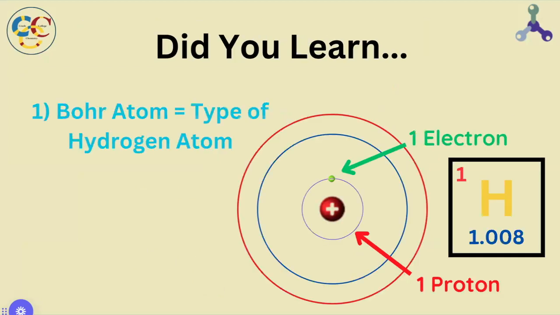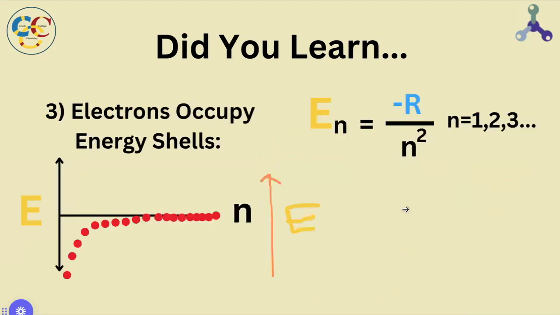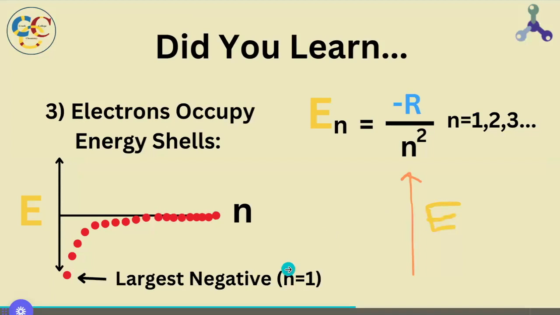So did you learn the following? 1. A Bohr atom is a type of hydrogen atom with only one proton and one electron, and that makes the purposes of studying electron behavior super simple. 2. There is an attractive electrostatic force between the proton and electron, the strength and length of which has consequences on the energy of that electron within the atom. Lastly, electrons occupy discrete energy shells modeled by this graph and this equation, and it tells us a variety of things, mainly that the ground state electron shell has the lowest energy possible, the largest negative energy value.